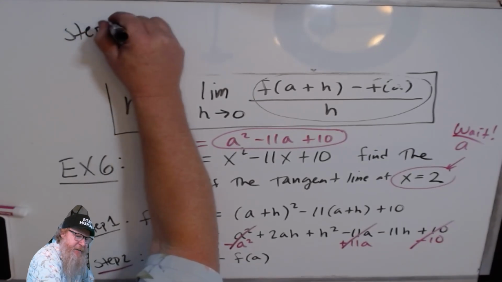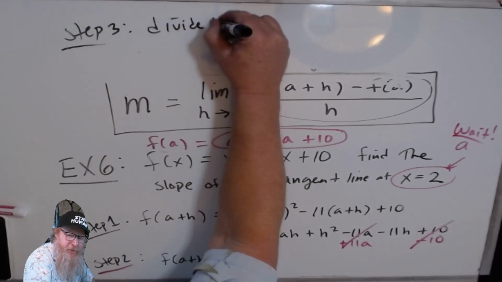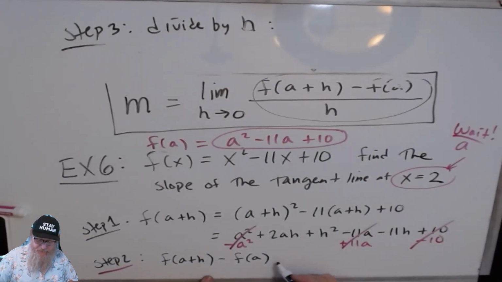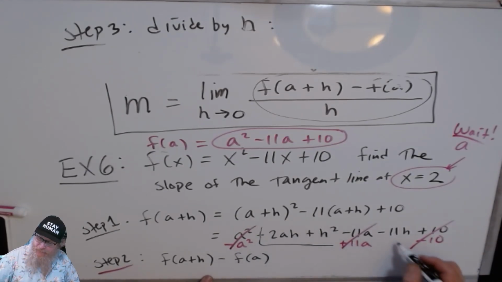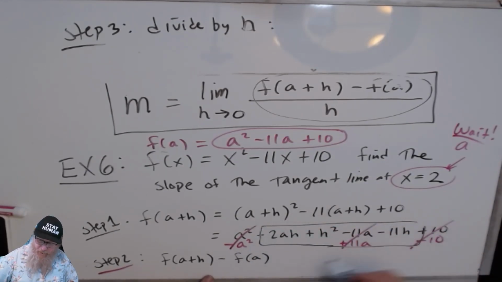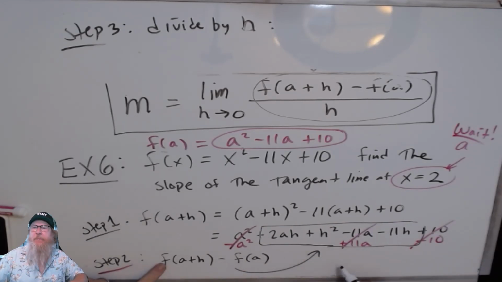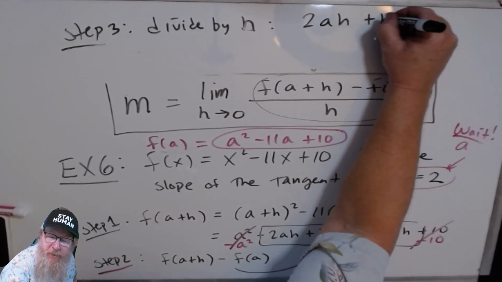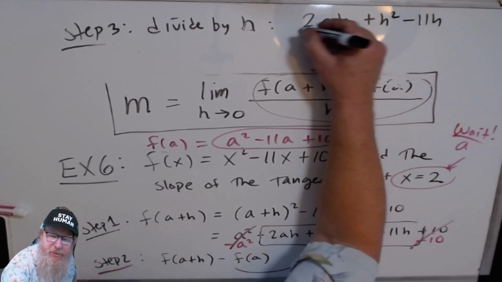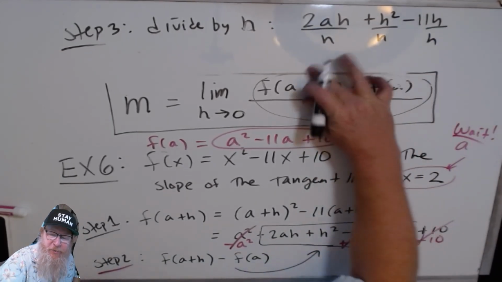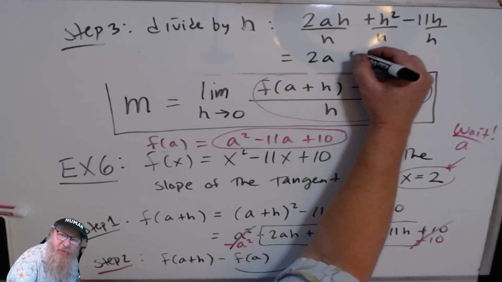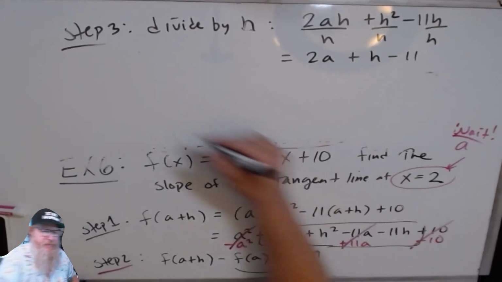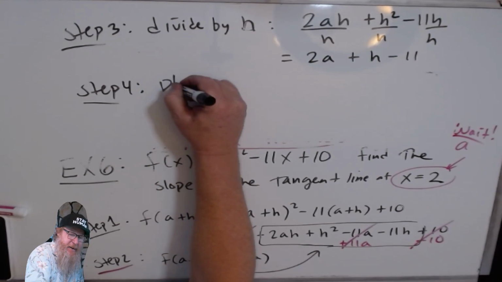So step 3, divide by h. So we take the result of step 1 and 2. After we've canceled out, this is the result of step 2. You got 2ah plus h squared minus 11h. Divide everybody by h. It gives you 2a plus h minus 11. Step 4, plug in a.